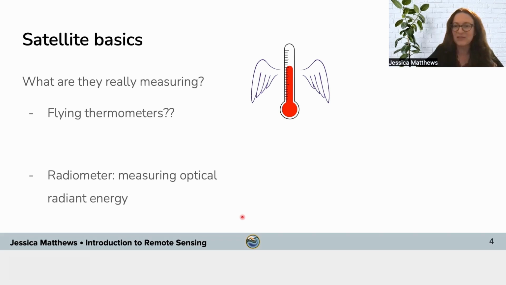And I have to admit that when I first started my career in Earth observation, I honestly thought that there were actually thermometers on board these satellite missions, and that's how we were getting temperature data. Are satellites really flying thermometers though? They're not. The sensors on satellites tend to be things like radiometers, which measure optical radiant energy.